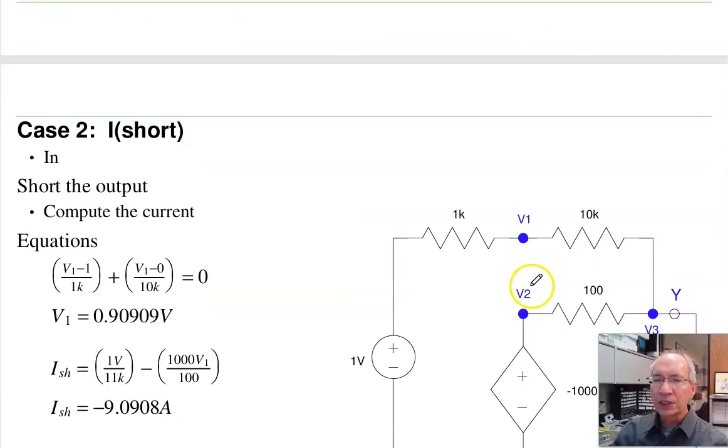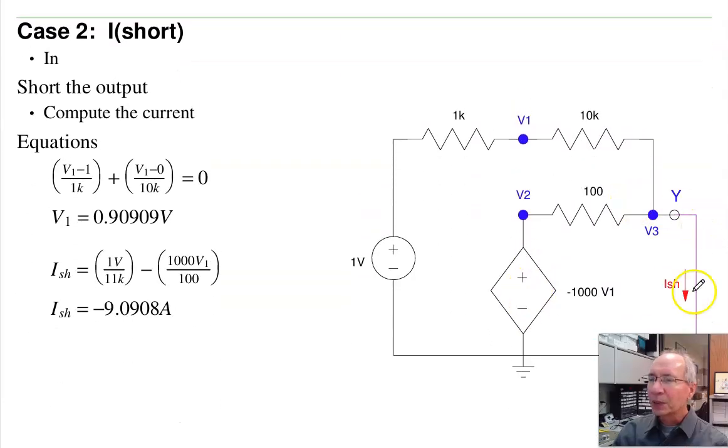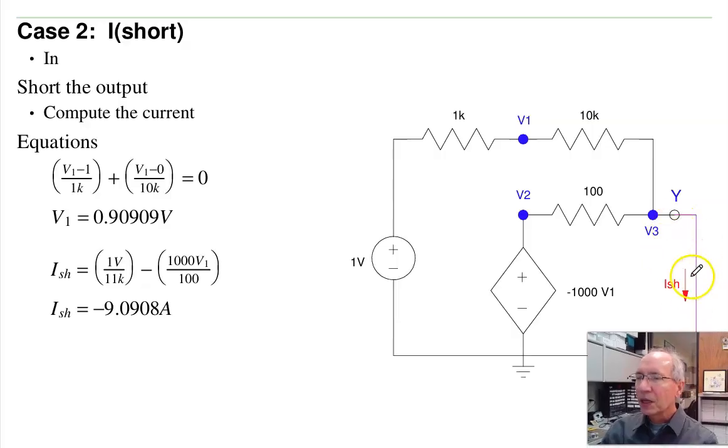Next, let's find the short circuit current. Take the output and tie it to ground. Calculate that. So if this is 0 volts, I know that this current is, let's do the node equation V1. V1 minus 1 over 1K plus V1 over 10K equals 0. Solving, I get V1 is 0.909 volts.